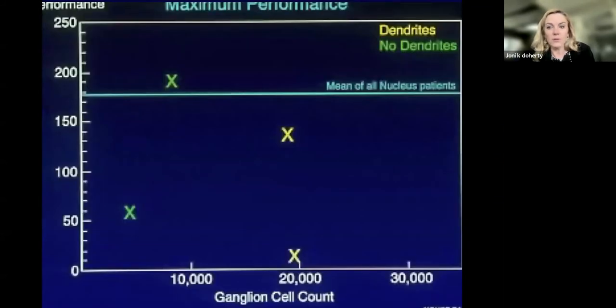And this is an older slide too, showing the correlation between the spiral ganglion neuron cell count on the horizontal or x-axis, and then dendrites versus no dendrites. So the yellow X's are the ones that had dendrites, and the green X's are the ones that do not have dendrites, and then their performance scores. So again, there's really not a good correlation, because this green X up here is basically above the mean of the cochlear implant performers, despite the low spiral ganglion neuron count and no dendrites.